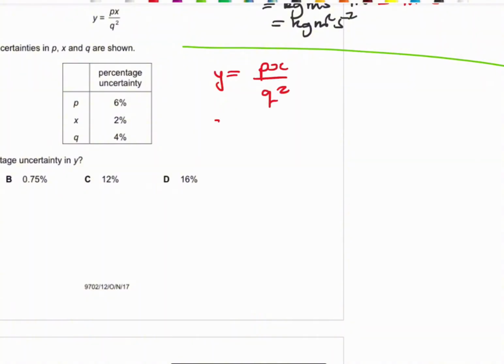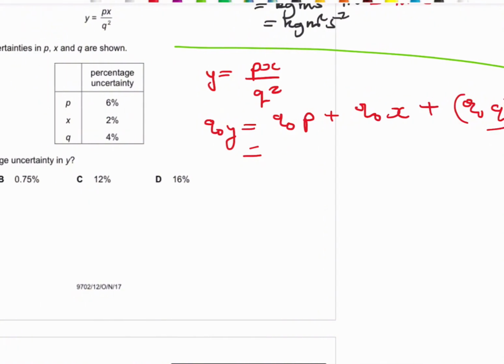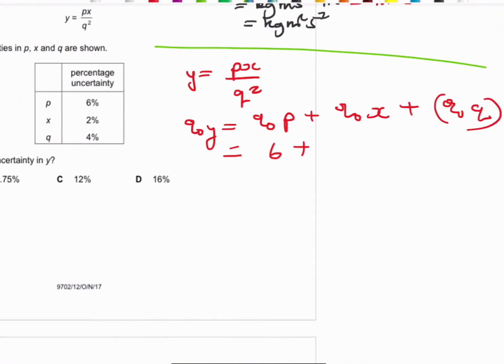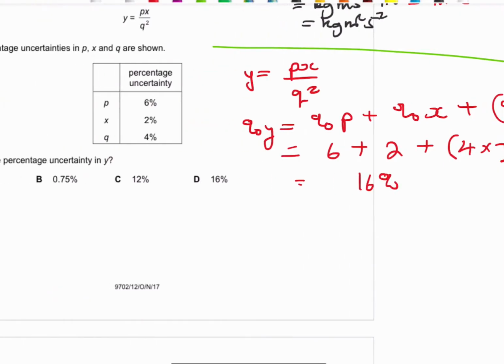So the percentage uncertainty in y will be equal to the percentage uncertainty in p plus the percentage uncertainty in x plus the percentage uncertainty in q multiplied by 2. So the percentage uncertainty in p is 6, plus in x is 2, plus in q is 4 by 2. So that's 6 plus 2 plus 8. That's going to give us a total of 16%. So our answer is going to be D.